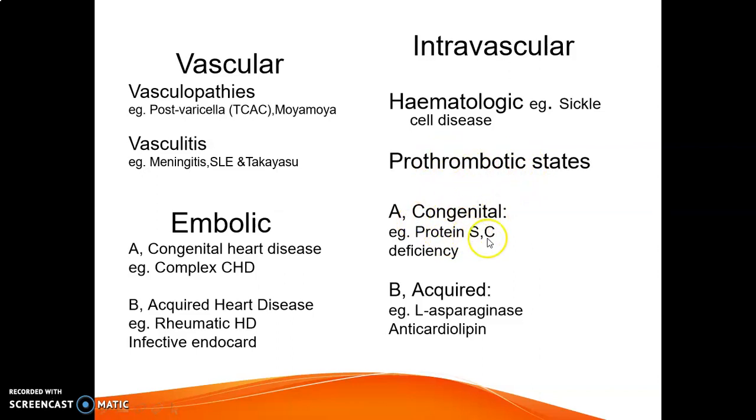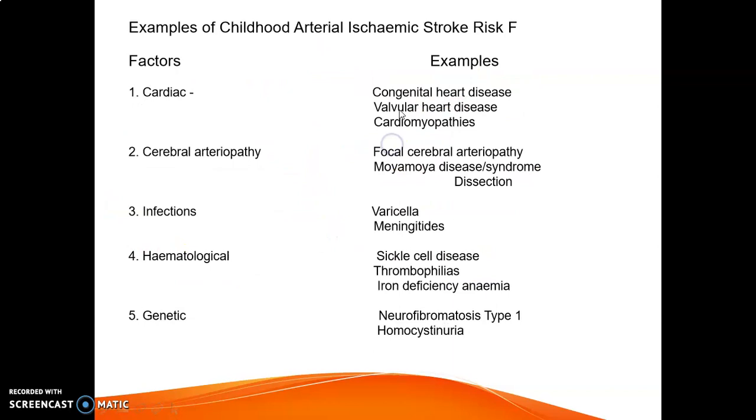congenital, in this case protein S and C deficiency. Then the acquired hematological ones are L-asparaginase, anticardiolipin. So these are the other etiological factors, which are risk factors leading to other etiology, that is mainly vascular. So all these risk factors may lead to vascular accidents.